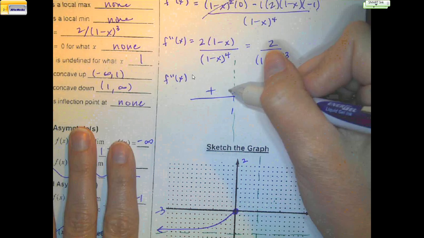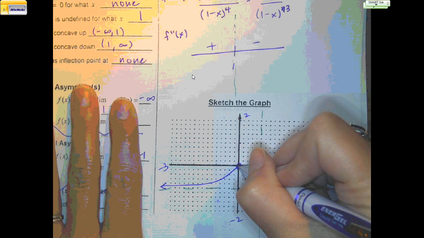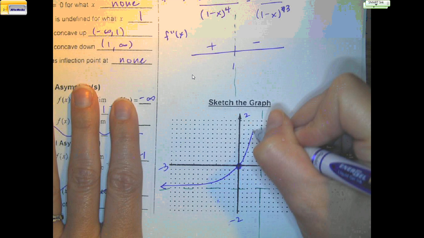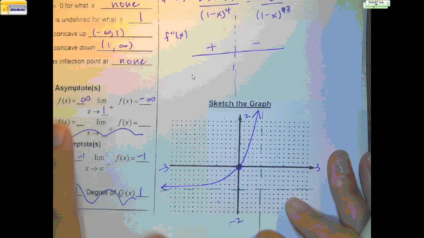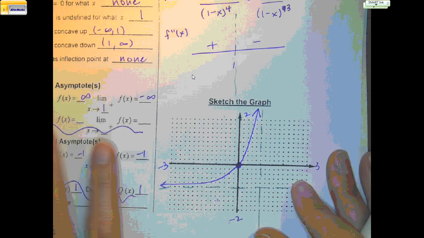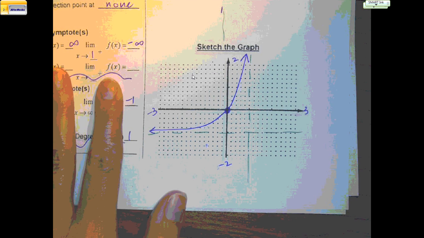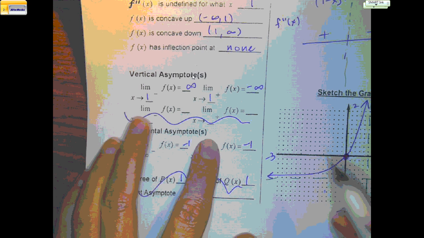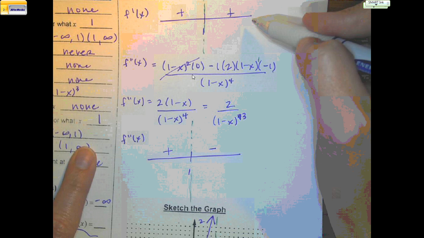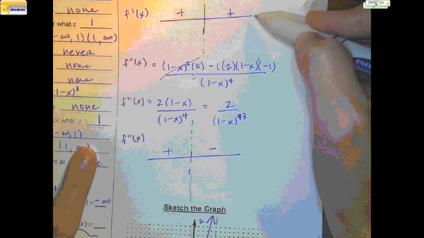You guys can probably guess what the rest looks like. But if we read this, it's increasing on the right-hand side, and it's concave down. So we're constantly increasing, and it's concave down. We're still approaching negative 1. As we head toward 1 from the right, it's approaching negative infinity. Questions on this guy?